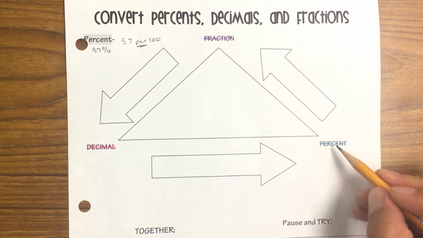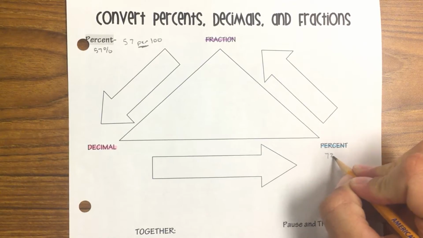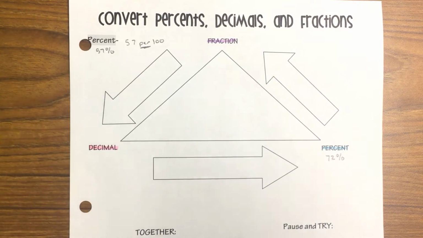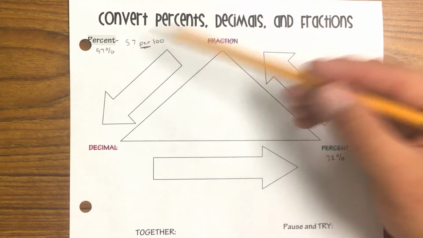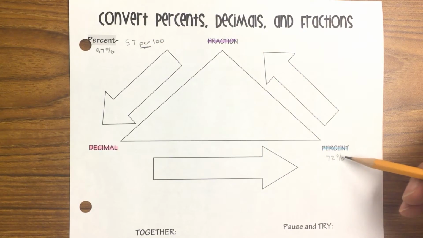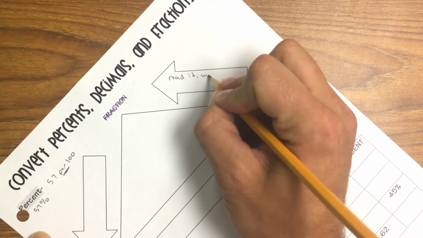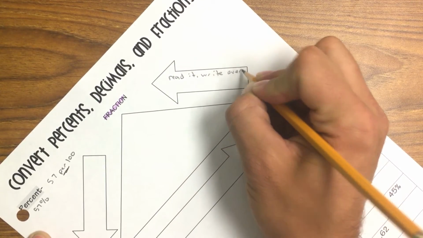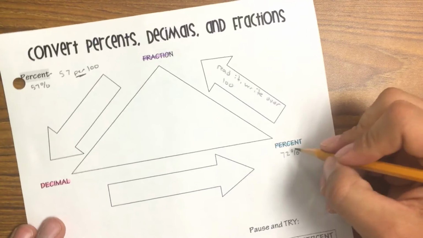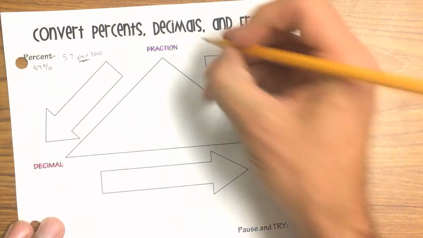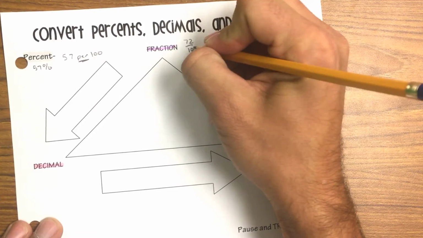Okay, so down here when I start with a percent, let's say we have 72%, and I want to change that to a fraction, then what I need to do is rewrite it as a fraction, and I do that by really just reading it. I read 72%, which means 72 per 100. So here in this arrow, I'm going to write read it and write over 100. So 72% looks like 72 over 100.